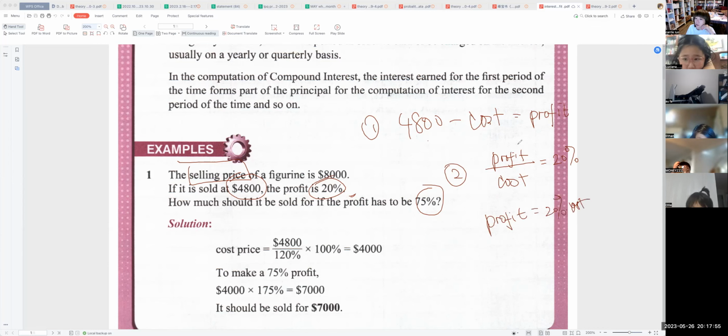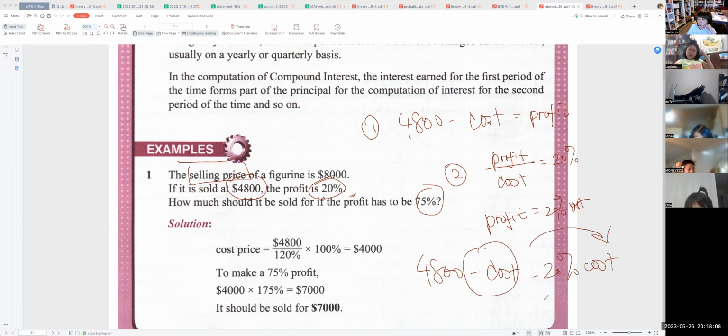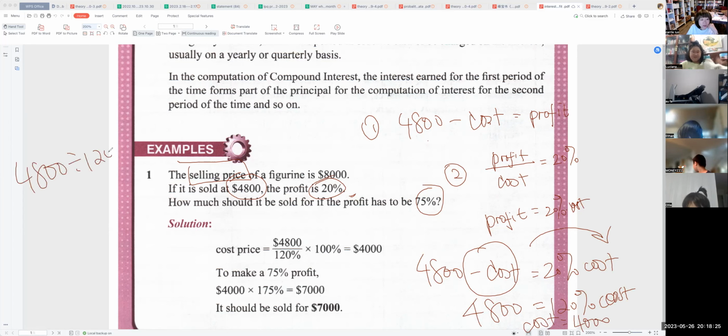Understand, Ollie? So I'm going to replace: 4,800 minus cost equals 20% cost. Very easy. We move this one over there. It is 120% cost equals 4,800. So cost equals what? Equals 4,000. Basically it's 4,800 divided by 120%.